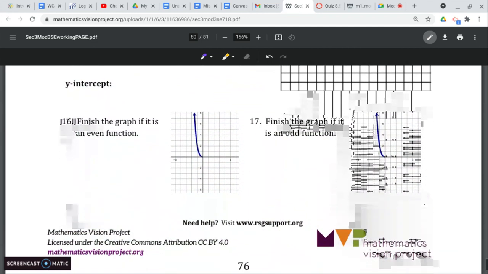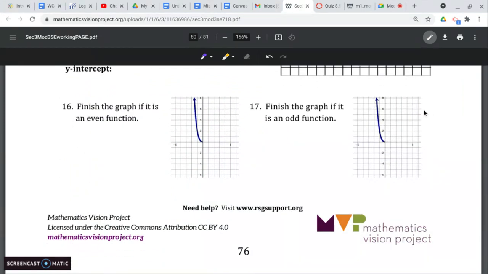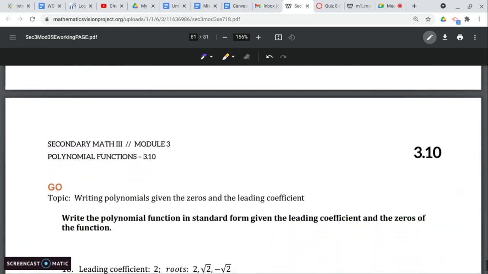All right. So for these, you're finishing the graph. If it's an even function, remember if it's even, they're both going to go to infinity. If it's odd, one will go to infinity, the other will go to negative infinity. So that's what you'll be doing there.